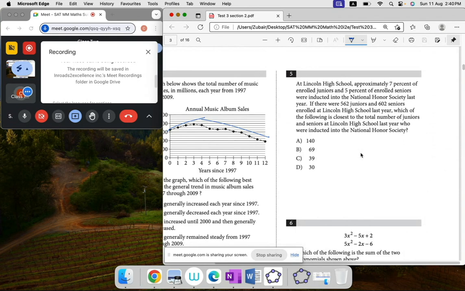At Lincoln High School, approximately 7% of the enrolled juniors and 5% of enrolled seniors were included in National Honor Society last year. If there were 526 juniors and 602 seniors enrolled at Lincoln High School last year, which of the following is the closest to the total? So 7% of 562, 7 by 100 of 562, plus 5%, 5 by 100 of 602, and I'm getting 69.44.